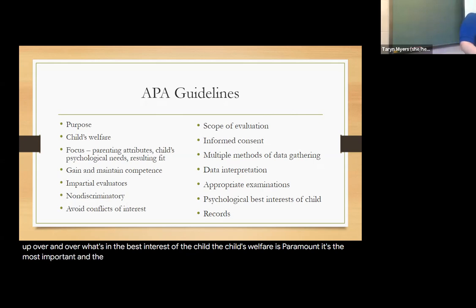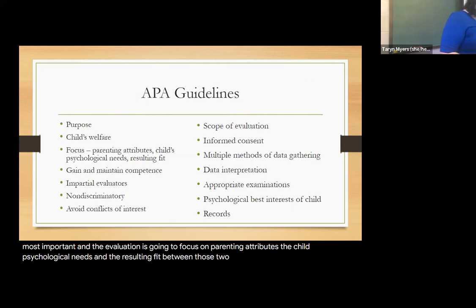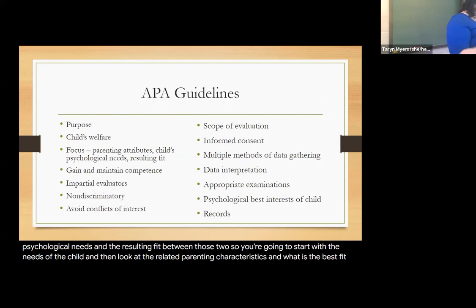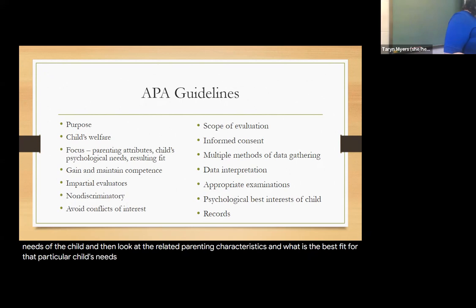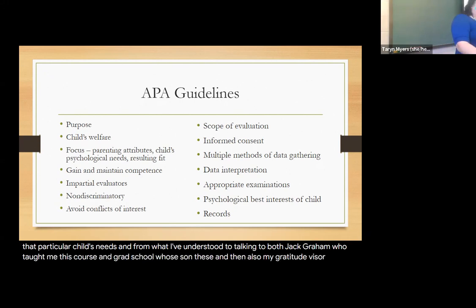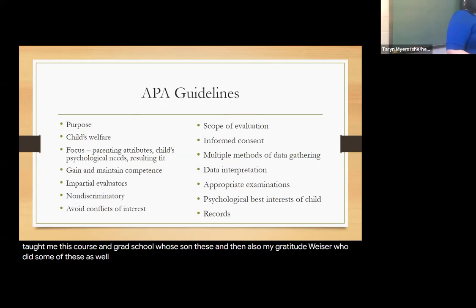And the evaluation is going to focus on parenting attributes, the child's psychological needs, and the resulting fit between those two. So you're going to start with the needs of the child and then look at the related parenting characteristics and what is the best fit for that particular child's needs. And from what I've understood, from Jack Graham, who taught me this course in grad school, who's done these, and also my grad advisor, who did some of these as well, it's usually, unfortunately, there's no perfect solution. You're usually kind of looking at the best fit, the lesser of two evils.